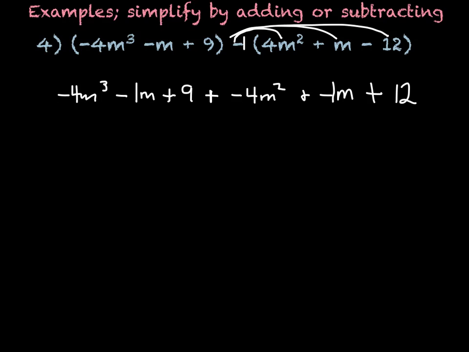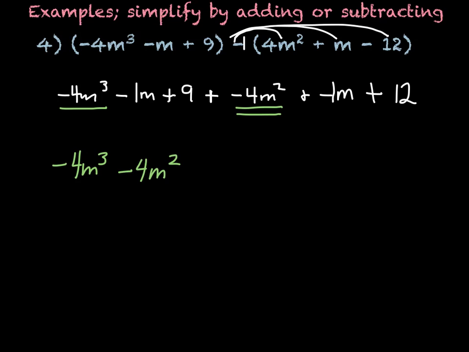So now I'm going to find my like terms. So I have my m cubed, and looking through, that's the only m cubed, so I have negative 4m cubed by itself. And then I have my m squareds. Those come next. And that's all I have. I only have the 1, so minus 4m squared.